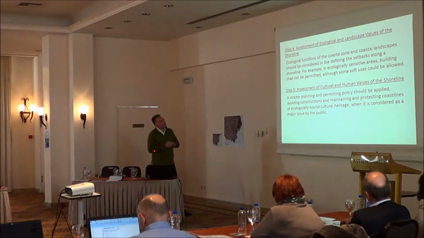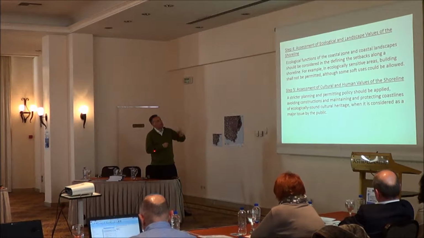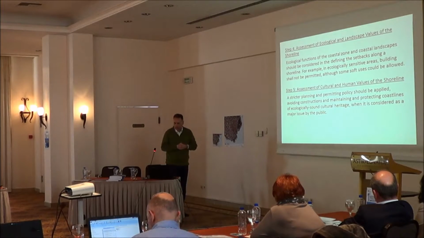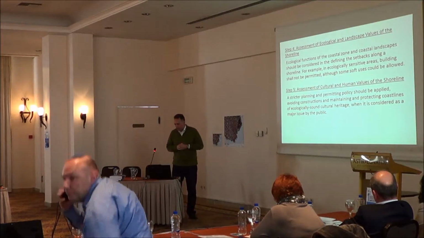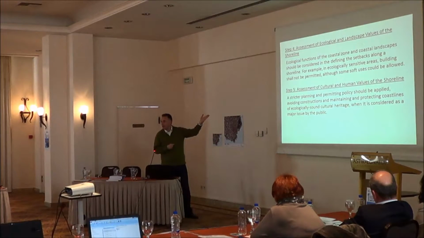The other steps are the assessment of the ecological and landscape values of the shoreline. So we need to really consider the ecological functions of the coastal zone and the coastal landscapes. For example, the coastal setbacks should be different if we are in an urban or in an agricultural environment than if we are in an ecologically sensitive area.